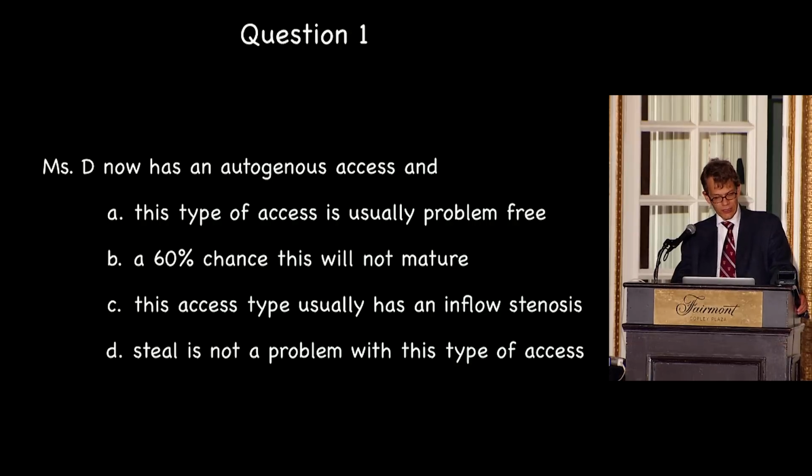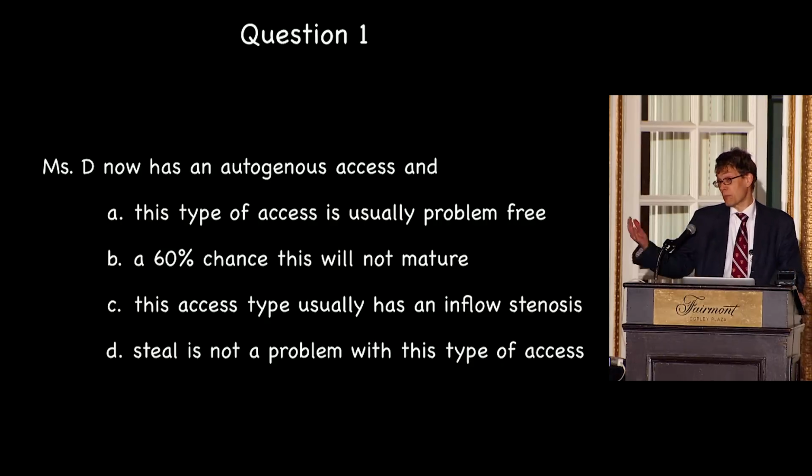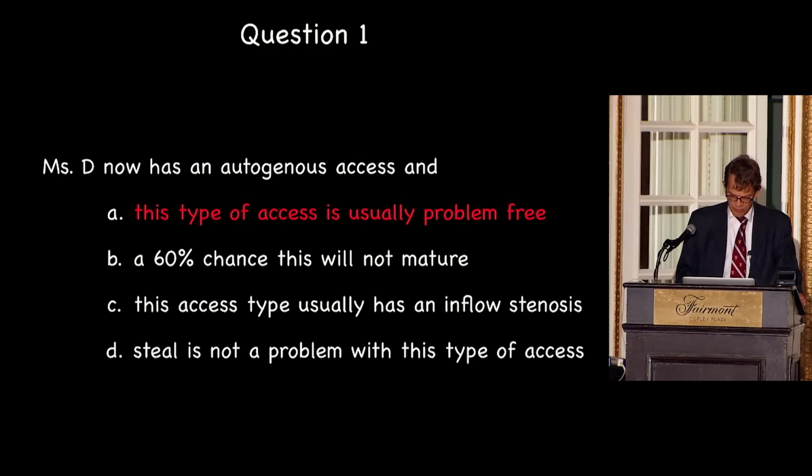This is the initial angiogram. Here are four options. Is this type of access problem-free? Is there actually the reverse true, a 60% chance of failure that this will not mature? Is there typically an inflow stenosis in this type of upper arm access, or is steal not a problem with this access, or can it develop a problem over time? So we'll go through these bit by bit.